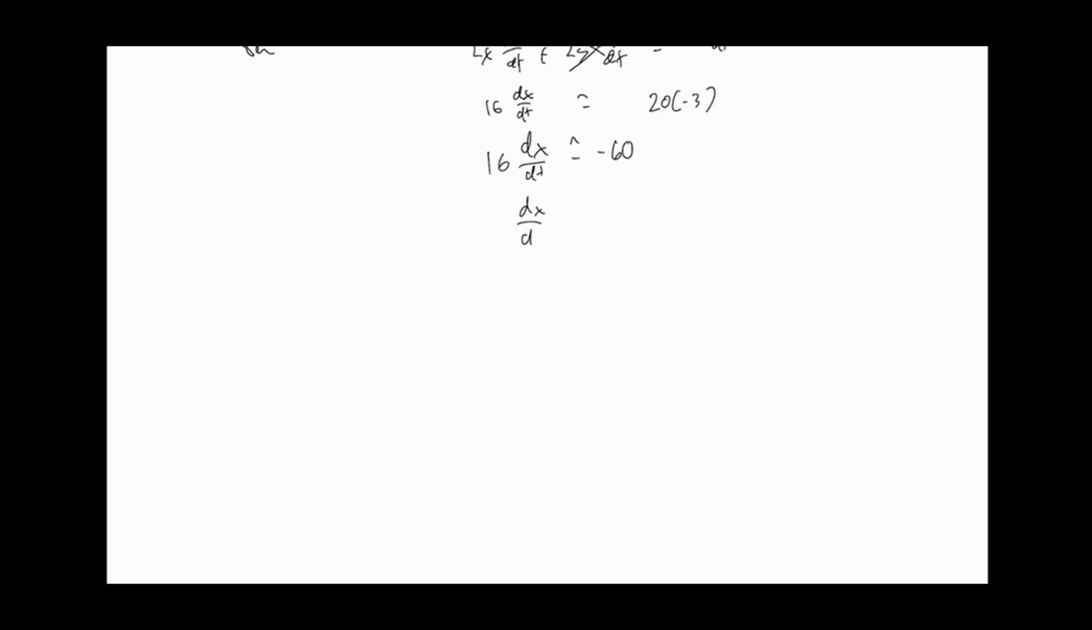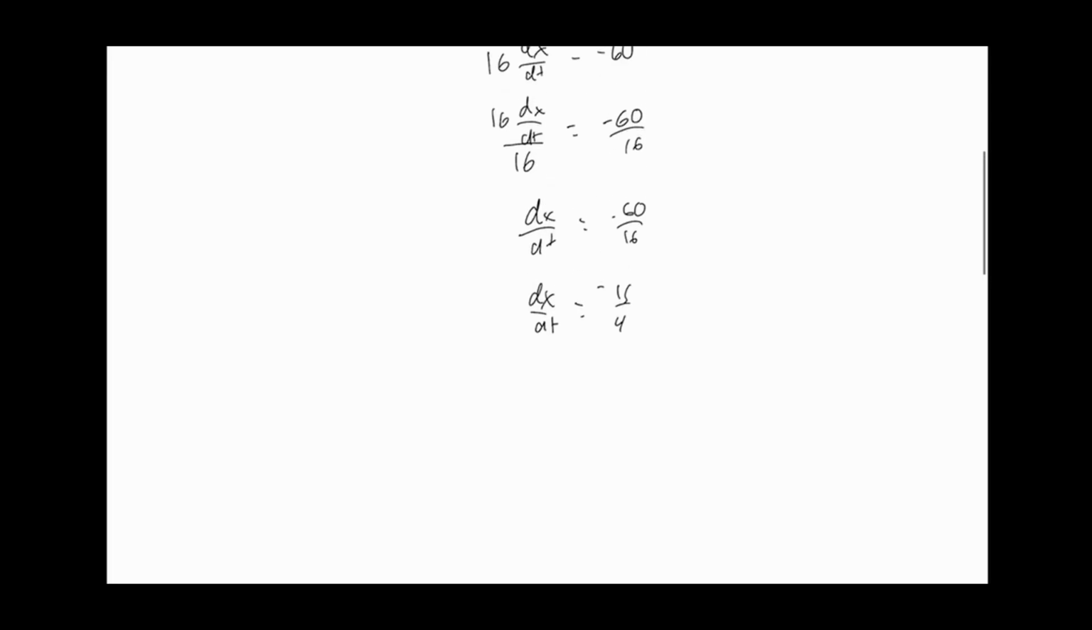So dx/dt divided by 16 equals negative 60 divided by 16, which equals dx/dt equals negative 15 over 4. That is the amount of meters per second that the boat is being drawn in.